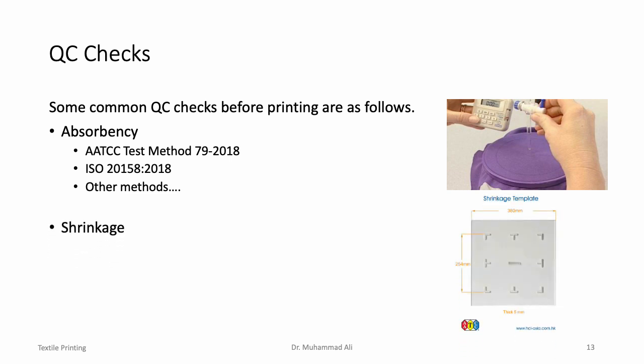Similarly, there are standard test methods for shrinkage control. Here in the image, you can see the shrinkage template for the AATCC test method 135. The test method 150 from AATCC can also be used to measure shrinkage. And then, of course, there are ISO and other methods available as well.